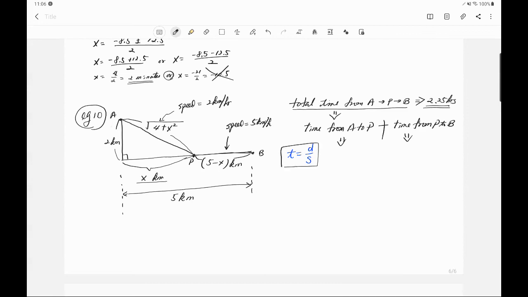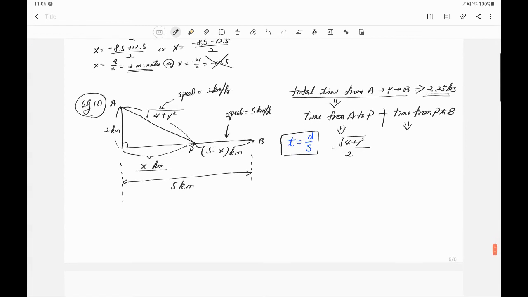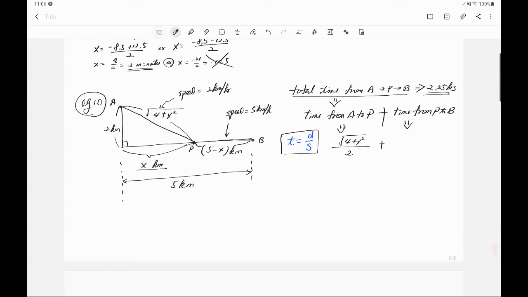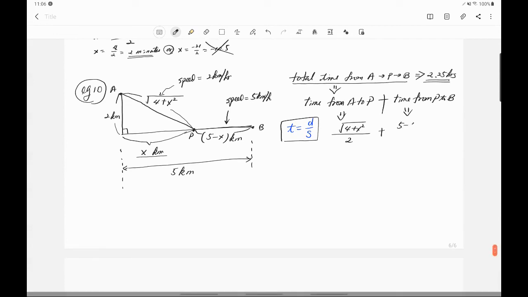So time equals distance over speed. From A to P, the distance is the square root of 4 plus x squared, divided by the speed, which is 2 kilometers per hour. And then from the second region, from P to B, the distance is 5 minus x, divided by the speed, which is 5 kilometers per hour. So the total time for these two is 2.25. So this is the equation.